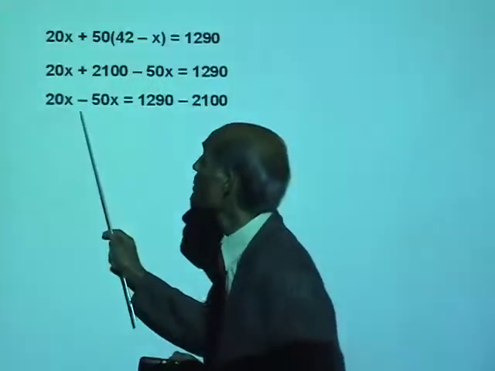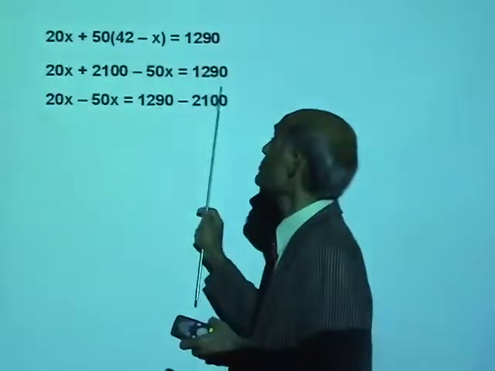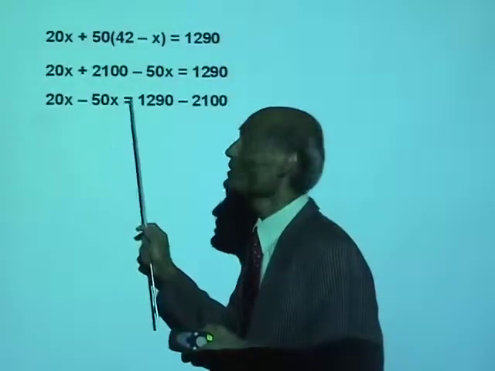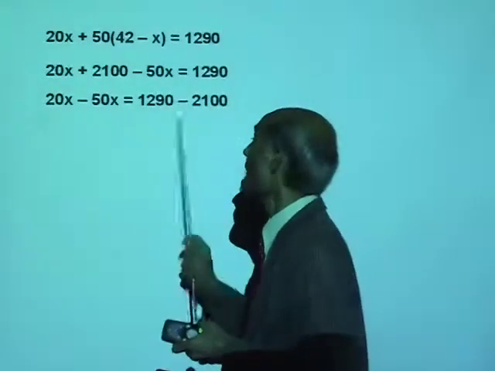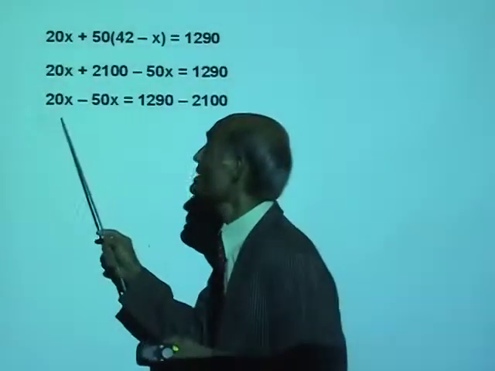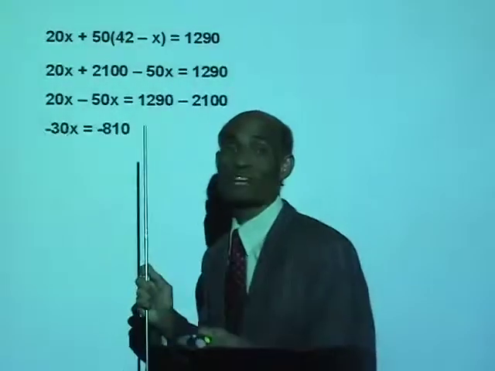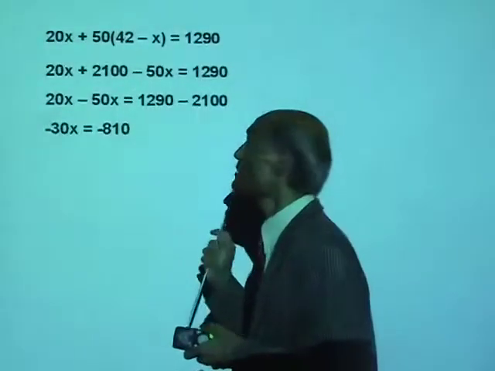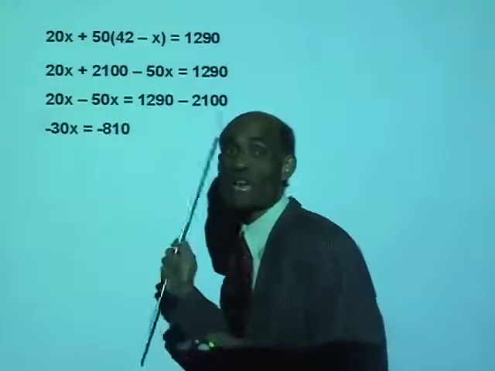What do we do now? Keep the terms in x on the left and move the 2,100 to the right. 20x minus 50x equal to 1,290 minus 2,100. Well, 20x minus 50x is negative 30x, and 1,290 minus 2,100 is negative 810.